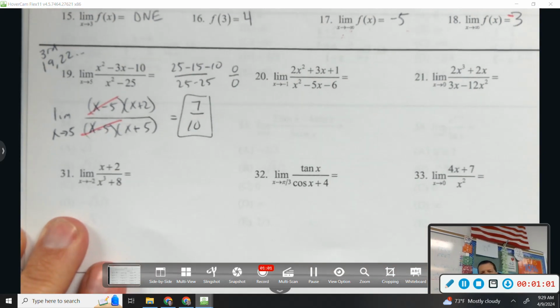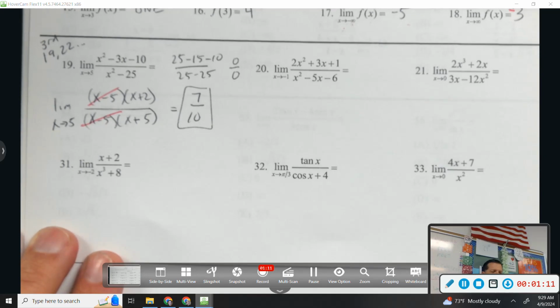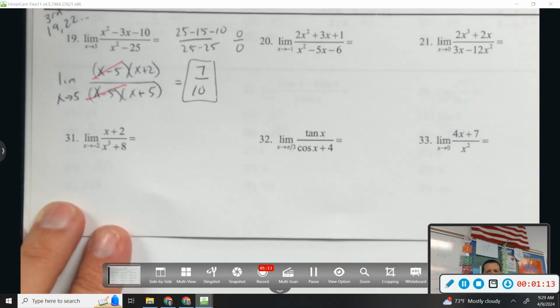And it looks like 20 and 21 are the same algebra trick. Right? Different problems, different factoring, but that same idea of factor, cancel, and then have another go at it.